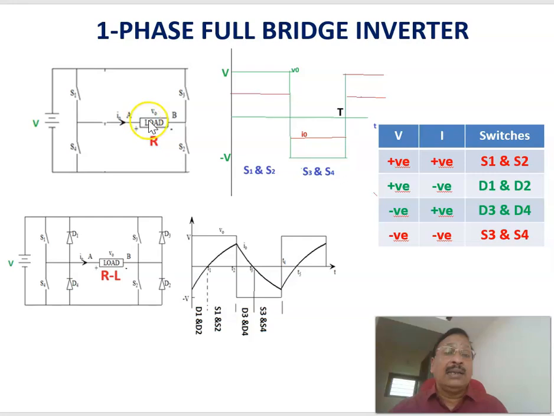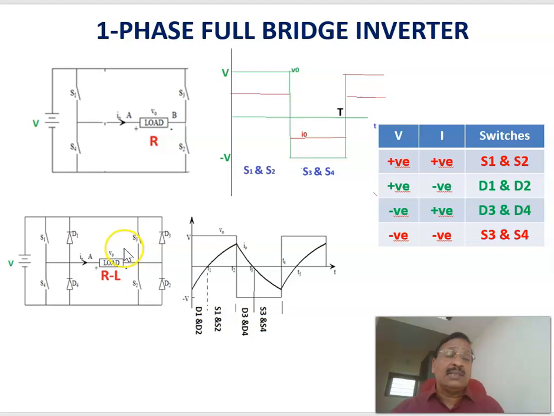If it is a purely resistive case, you can see that the current is in phase with the voltage. Of course, the magnitude is decided by V by R. That is happening only if this is a purely resistive case, but practically it won't be like that. In that case, one of the switches S1, S2 will be conducting, or S3, S4 will be conducting, and there is no need of feedback diodes.